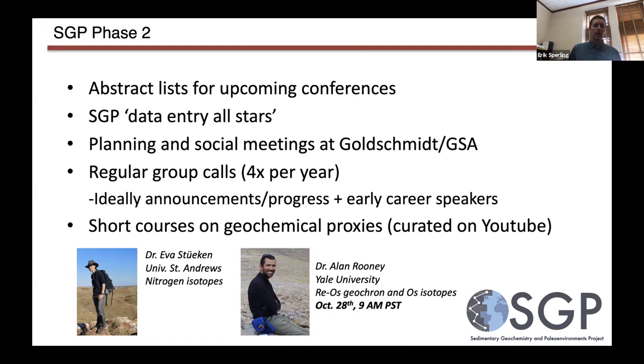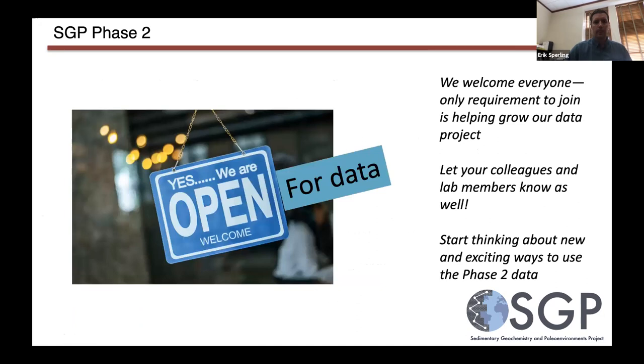that would allow everyone in the field, whether you're a geochemist, or a stratigrapher or a paleontologist or a tectonicist or whatever, to get on board and understand at an accessible level the various geochemical proxies that we use in the deep time record. So we already had a great talk by Dr. Ava Stoykin on nitrogen isotopes. And then coming up later in October, Alan Rooney will be giving us a hopefully gentle introduction to rhenium, osmium geochronology and osmium isotopes.